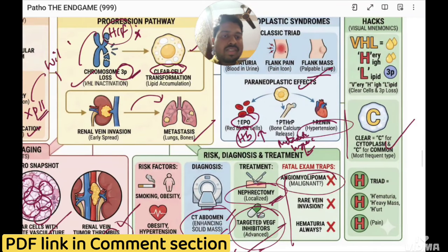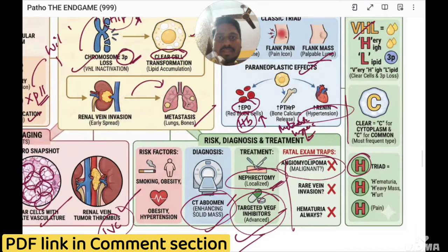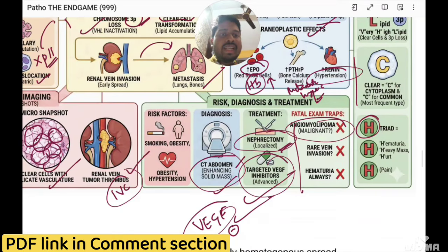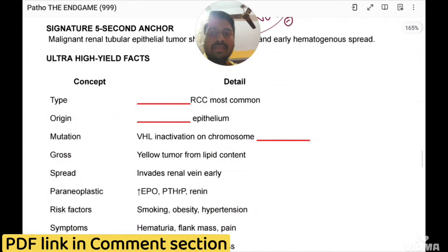So these are the mnemonics which you can use to remember things, like clear cell: C for cytoplasm, C for common. Similarly VHL. And next the triad of renal cell carcinoma: hematuria, a palpable mass, and pain, that is painful flank. Which is the most common type of RCC? That we have talked about so far: clear cell carcinoma.